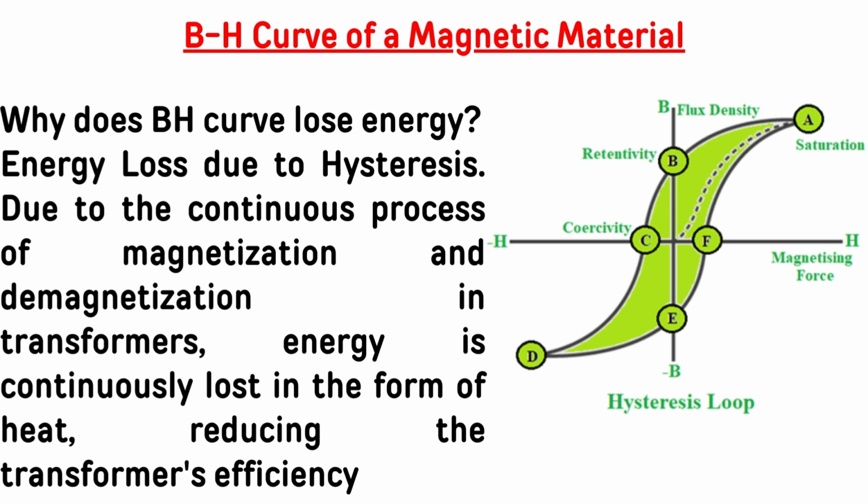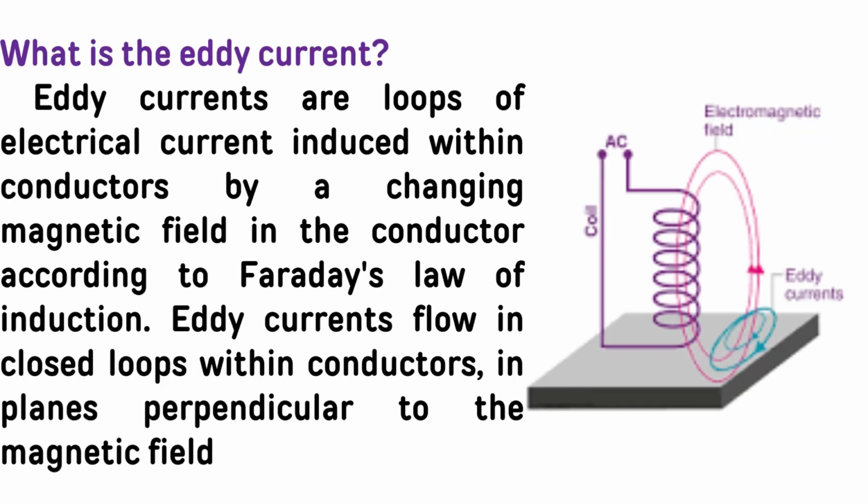What are eddy currents? Eddy currents are the loops of electrical current induced within a conductor by a changing magnetic field in the conductor according to Faraday's laws of induction. Eddy currents flow in closed loops within conductors, in planes perpendicular to the magnetic field.